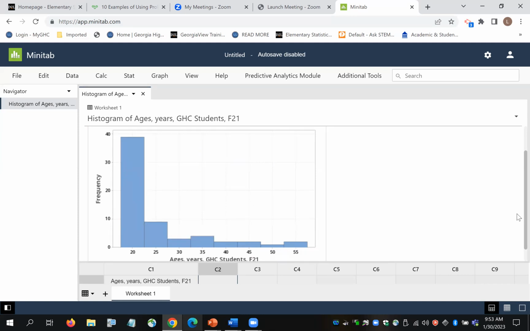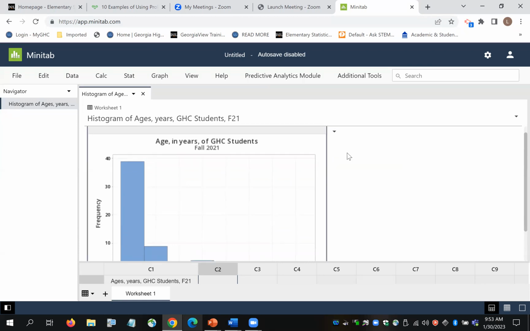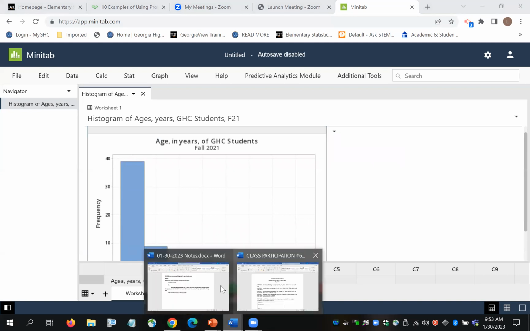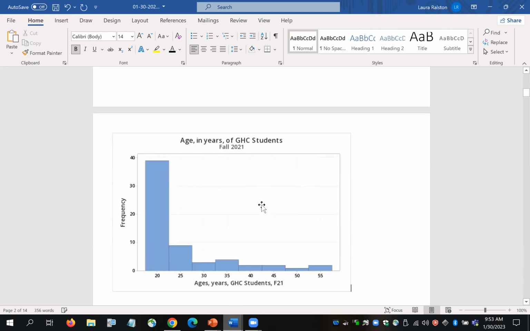Now, once I copy it, I lose that interactivity. To copy it, again, you select it, use the triangle, and we choose copy, and I can take it into Word, Excel, PowerPoint, whatever, and paste it.